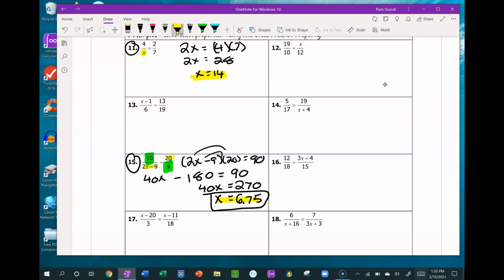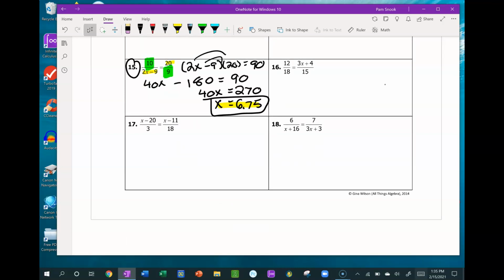I'm going to do one more. I'm going to do number 17. Because if you look carefully, we have an x minus 20 in the numerator on one side and x minus 11 on the other side. So this one's just a little bit more complicated. Remember, do the same thing. Bottom times top, so 3 times x minus 11 equals the other bottom times the other top, 18 times x minus 20. And then distribute: 3x minus 33 equals 18x minus 360.